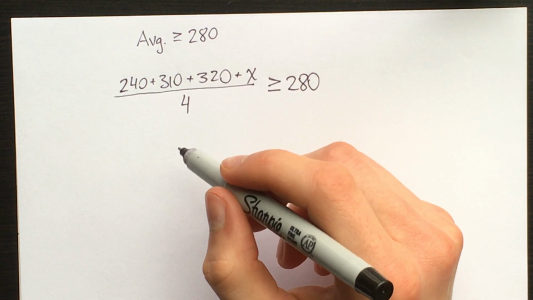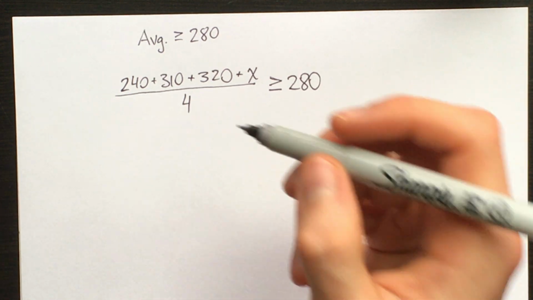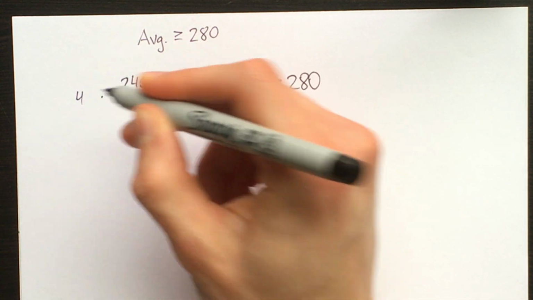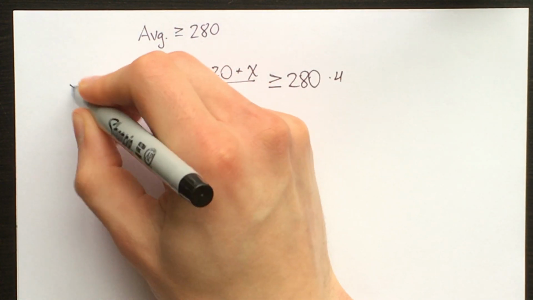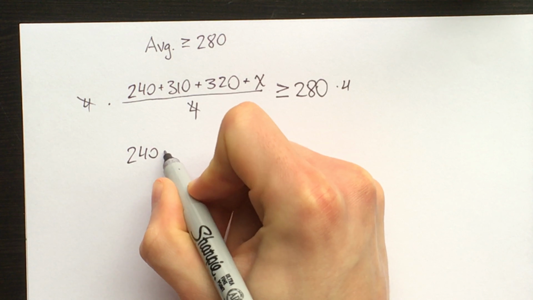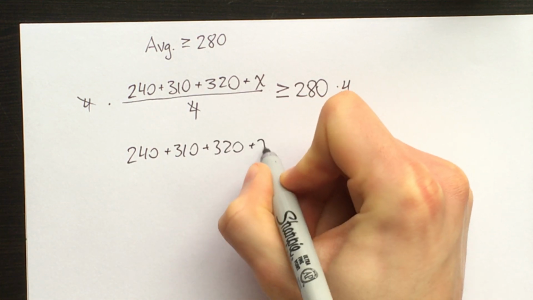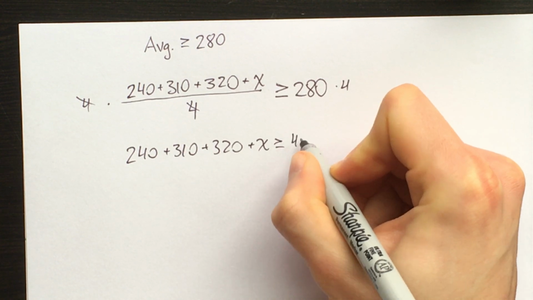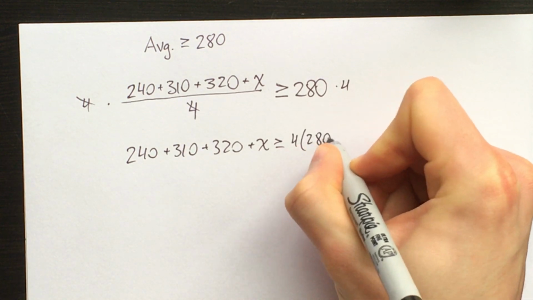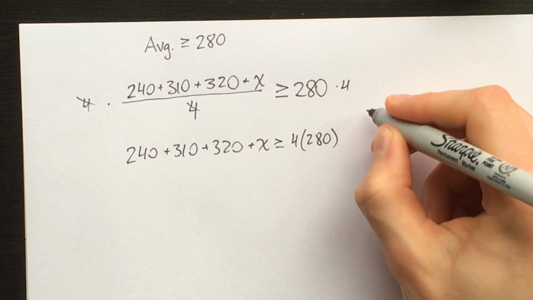We see that there's no expression exactly like this in the answer choices, but what we can do is multiply both sides by 4 to remove the fraction. So 4 cancels out, so you're just left with 240 plus 310 plus 320 plus X is larger than or equal to 4 times 280, right? And we see that in the answer choices, as answer choice D.